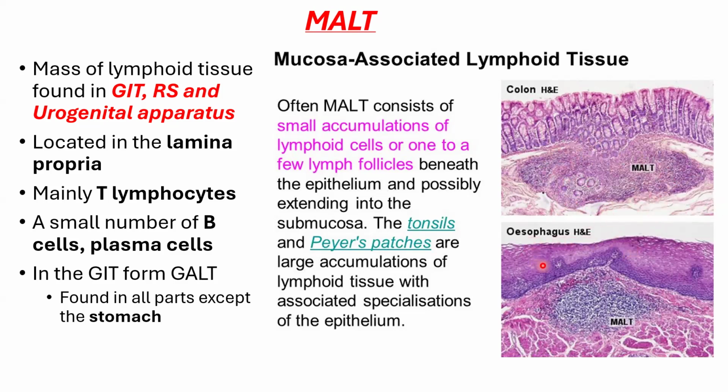Similarly in the esophagus, you can see the lining epithelium is stratified squamous epithelium. That's the mucosa. Below it is the lamina propria, and then below it you have the muscularis interna. To be specific now, you have to know these Peyer's patches. They are found in the terminal ileum.